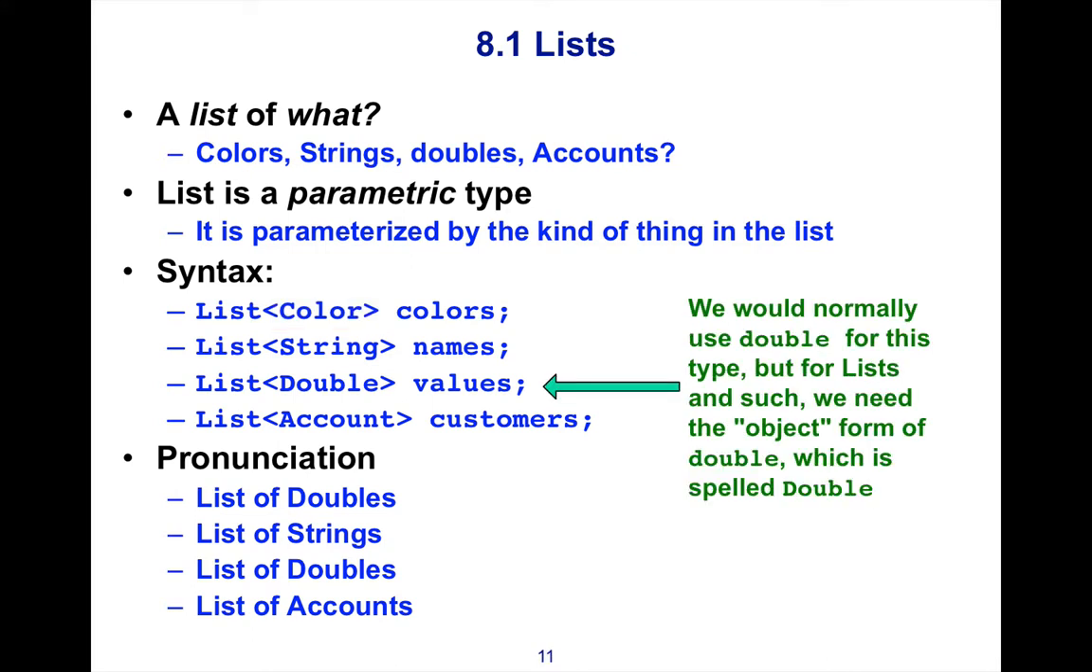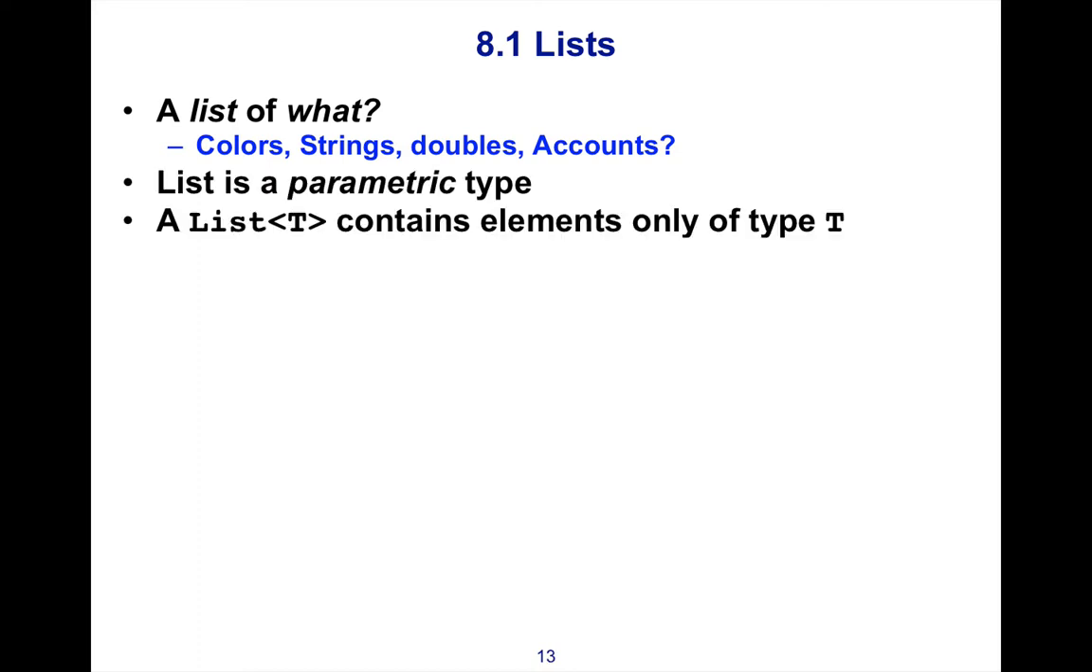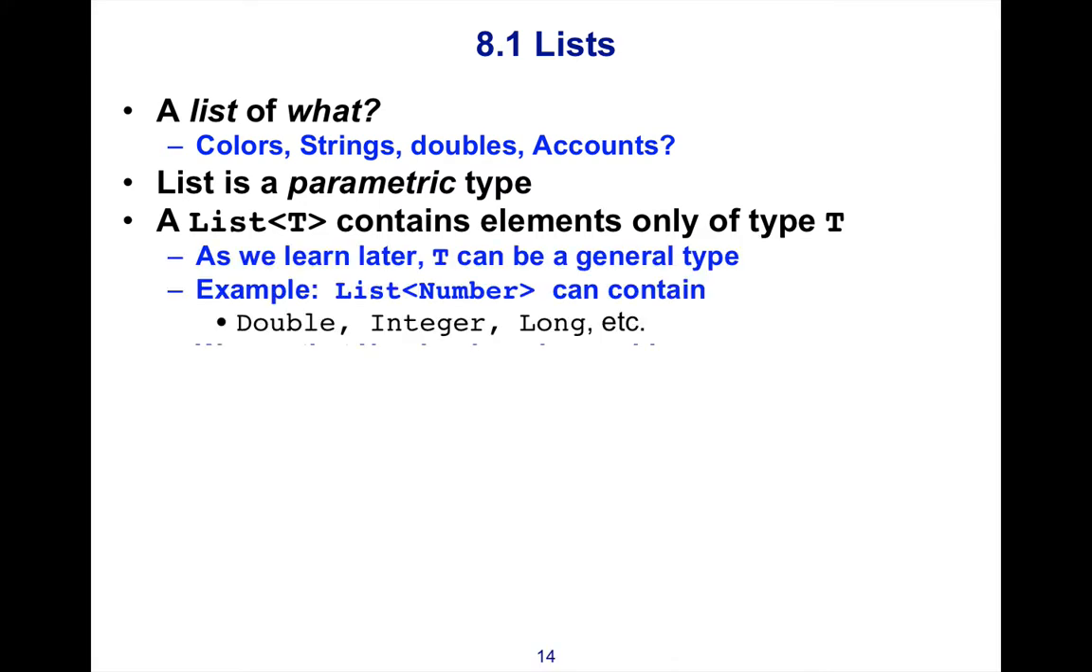We would normally use double with a lowercase d, but for lists, we have to use the object form of that, so we use the same word, but we spell it with a capital D. So we have a list of colors, strings, doubles, or accounts. The parameter between the angle brackets, we say generically T, specifies the type of the things inside the list. Now suppose we wanted a list that had not only integers, but also doubles in it.